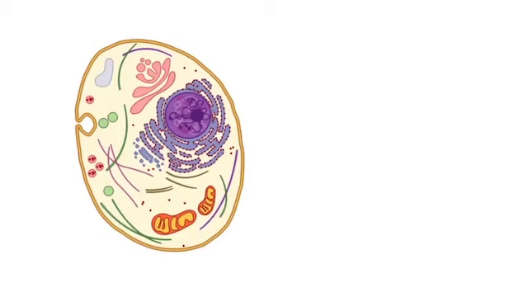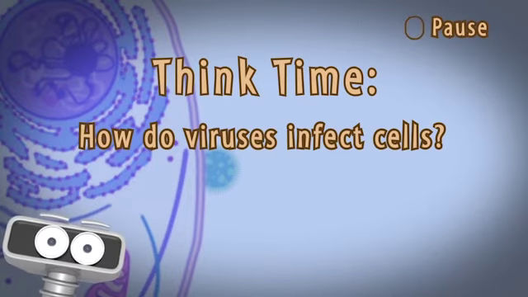The first thing I noticed is how much more complex the cell is. Yeah, and look at the size difference. This complex cell is much larger than the other one. Yeah, and the virus doesn't seem to have all the same parts as the cell. Whoa, what's it doing? It looks like it's infecting the cell. How is it able to do that? How do viruses infect cells?